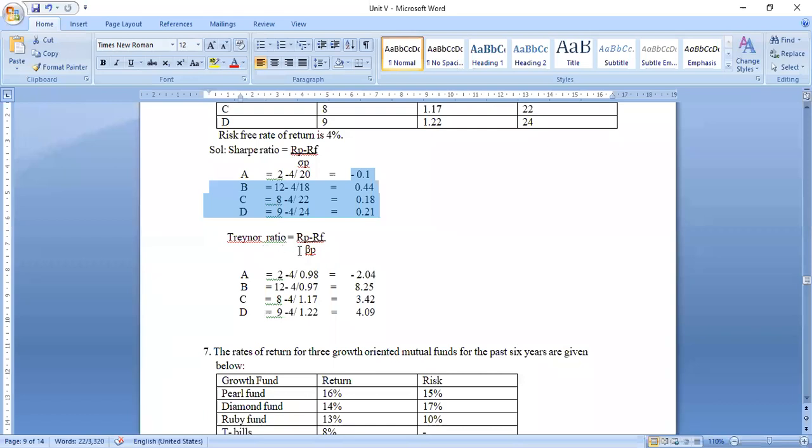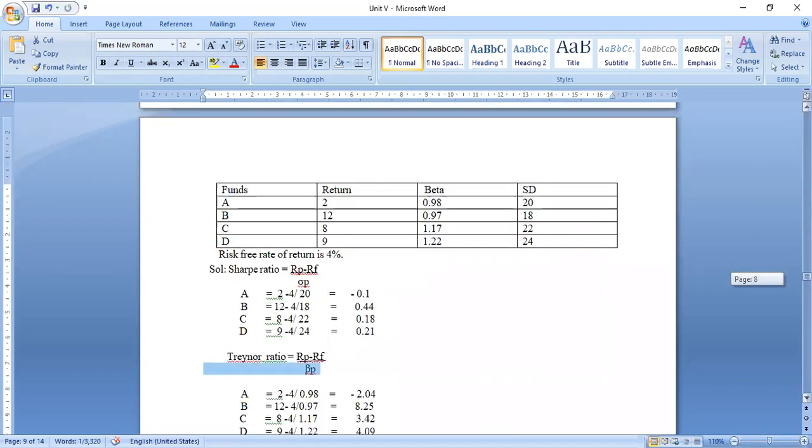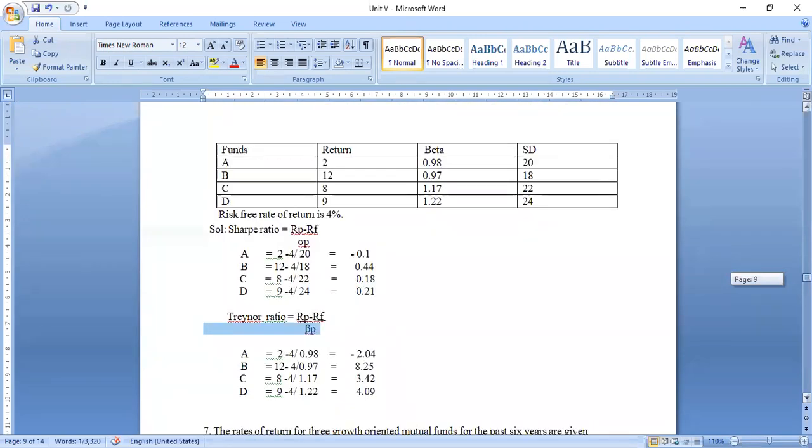Next, for Treynor, we are using the beta coefficient. So RP minus RF divided by beta. So we have to consider the beta values. So 2 minus 4 divided by 0.98, that will give us minus 2.04. Then for fund B, 12 minus 4 divided by 0.97, that will give us 8.25. For fund C, 8 minus 4 divided by 1.17, that will give us 3.42. And last, fund D, 9 minus 4 divided by 1.22, that will give us the value as 4.09.